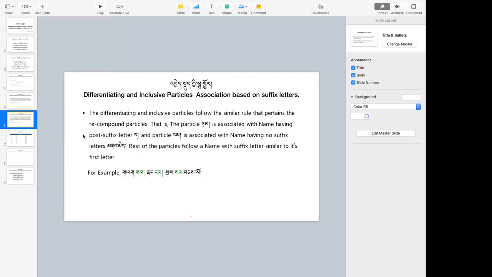And so that is the particle tam. We have 11 particles that we discussed during the last class: kam, ngam, tam, nam, pam, mum, hum, ram, sam, tam. We have 11 particles, in which the particle tam is associated with a name having the post-suffix letter ta. So what is a post-suffix letter?